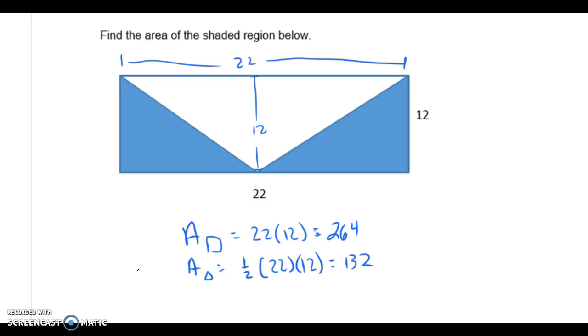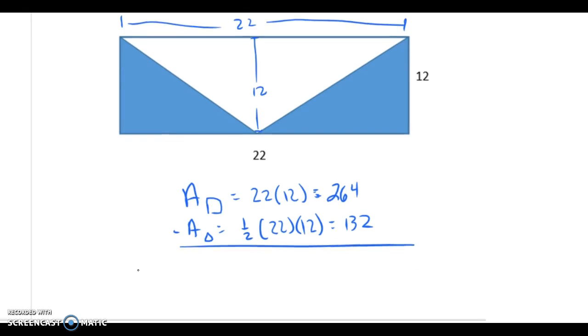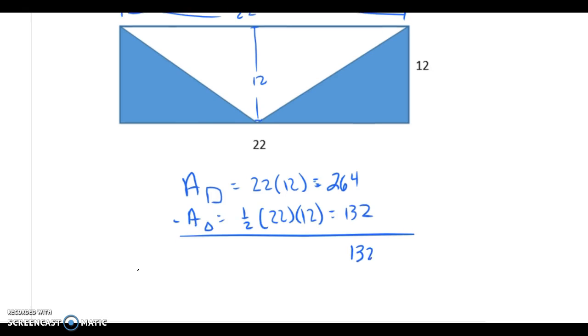Now, what I'm going to do is take the rectangle and take away the triangle, and that should give me that shaded area, which just so happens to be half of that rectangle. But the idea is you've got your bigger shape, and then you're taking away what you're not using to get that shaded area.